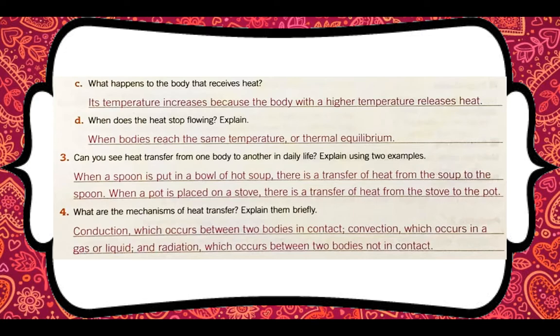What are the mechanisms of heat transfer? Explain them briefly. Conduction, which occurs between two bodies in contact. Convection, which occurs in a gas or liquid. And radiation, which occurs between two bodies not in contact.